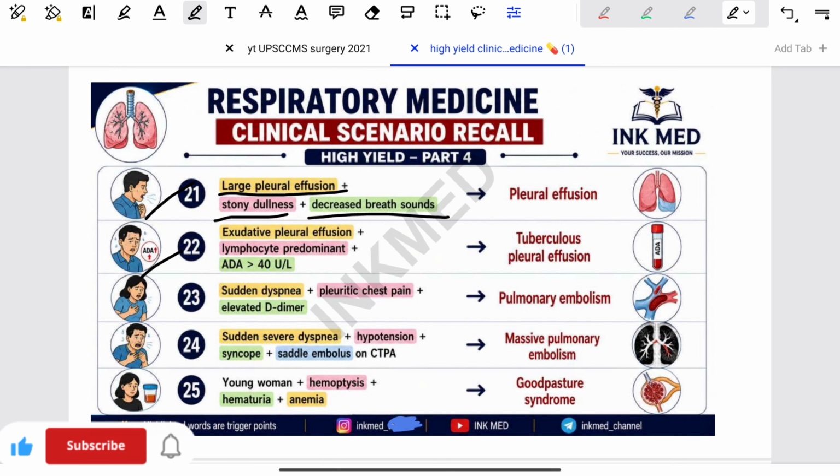A patient has a large pleural effusion with stony dullness on percussion and decreased breath sound. So the diagnosis is pleural effusion. The trigger words are stony dullness, decreased breath sound, and large pleural effusion.